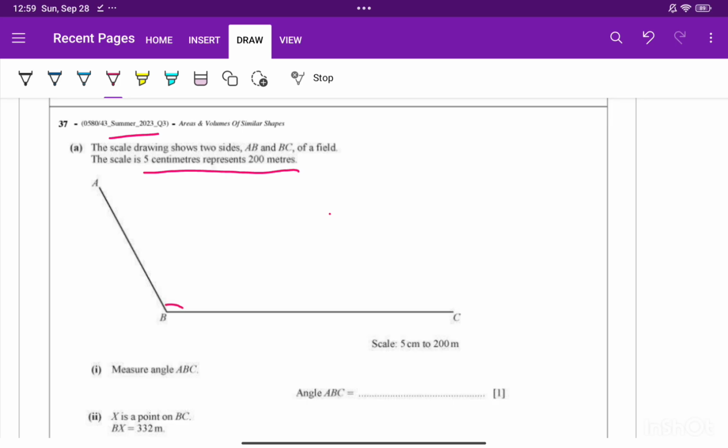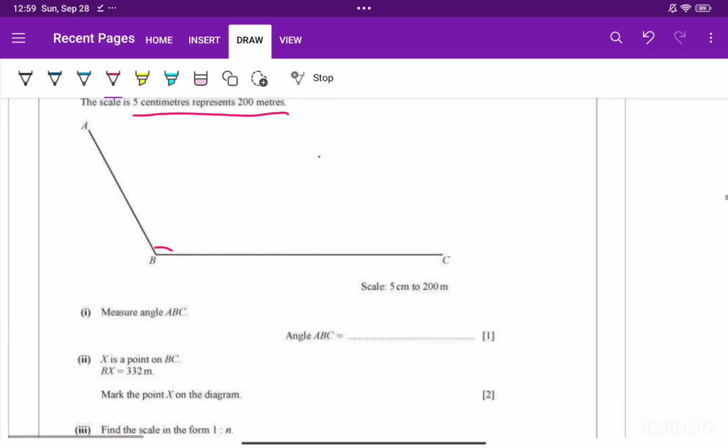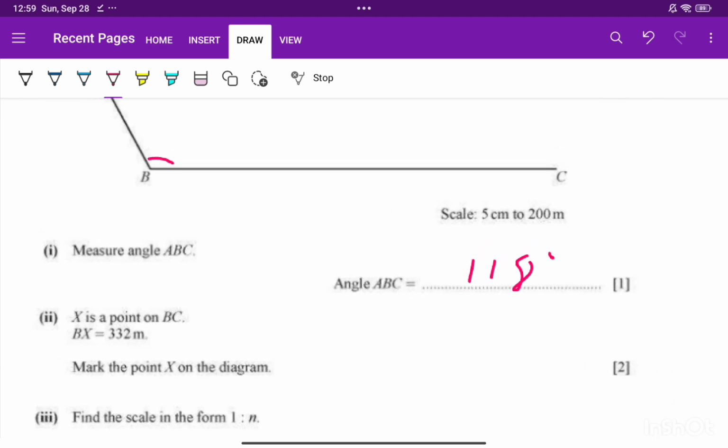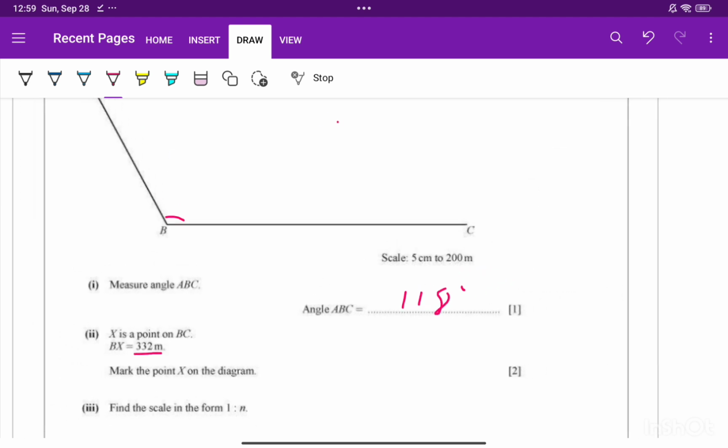Okay, we will use a protractor to measure this angle. So by using the protractor, the answer will be 118. X is a point on BC. BX is equal to 302. So the question is saying that X will be a point somewhere over here. It can be anywhere, but for example, if X is over here, then BX is equal to 332 meters.